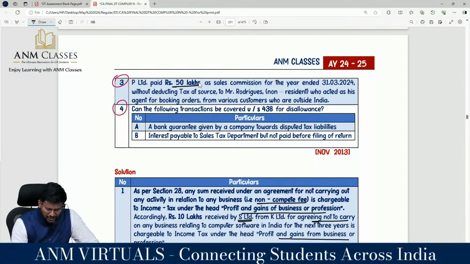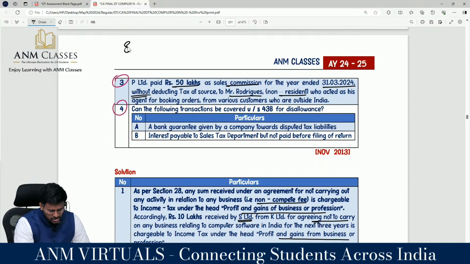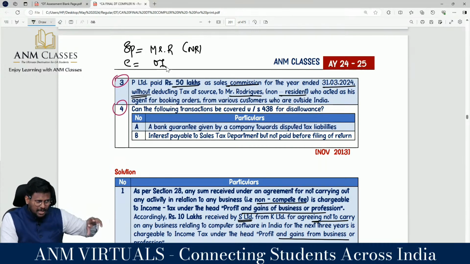P Limited paid 50 lakhs as sales commission for the year ended 31/3/2024 without deducting tax at source to Mr. R, a non-resident, who acted as its agent for booking orders from various customers who are outside India. Fantastic to the core. Who is the service provider? The service provider is Mr. R. He is a non-resident, that means he is situated outside India. Where are the customers situated? Outside India. So the service provider is situated outside India.